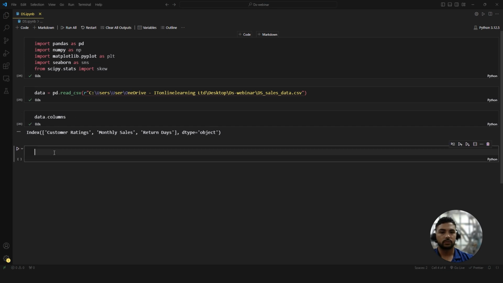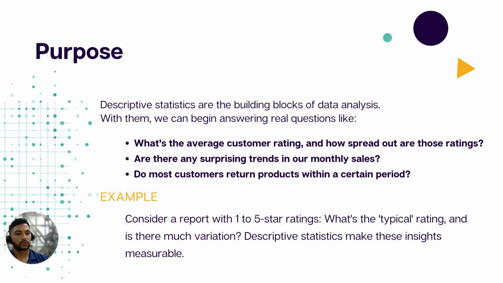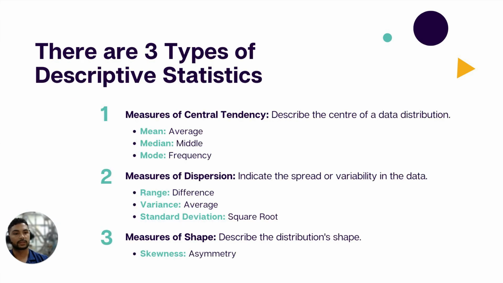Okay, so next, remember the question was, what is a typical customer rating and is there much variation? We need to use our measures of central tendency, and that is mean, median, and mode. We need to find out the mean, median, mode, variance, range, and standard deviation, and also what is the skew of our data. So remember, this is the question that we need to solve for.